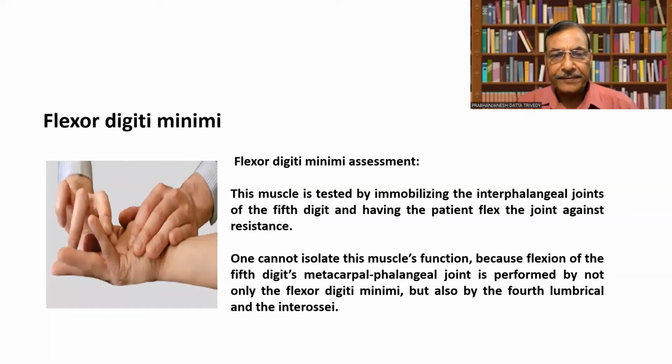Flexor digiti minimi is assessed by immobilizing the interphalangeal joints of the fifth digit and having the patient flex the joint against resistance. It is very difficult to isolate this muscle's function because flexion of the fifth digit's metacarpophalangeal joint is performed by not only the flexor digiti minimi muscle, it is the main function of the lumbricals and interossei as well.